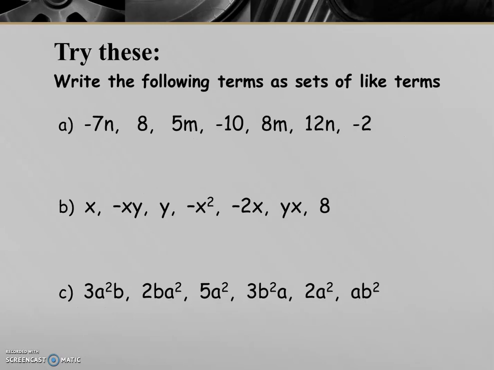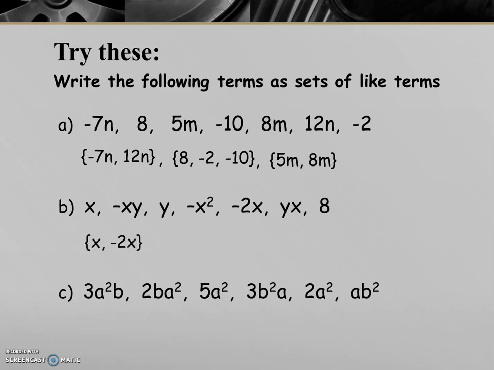So here are lists of terms, and we want to try matching them up. Now, this asks you to write them as sets of like terms, so we're going to put them in set brackets. We have the negative 7n matching with the 12n. Sorry, let's do the constants first: 8, negative 2, and negative 10, and then the 5m and the 8m. Our next group, we have the x matching with the negative 2x. We have a negative xy matching with the yx, and the y doesn't have any like term, the negative x squared doesn't have any like term, and the constant 8 doesn't have any like term.